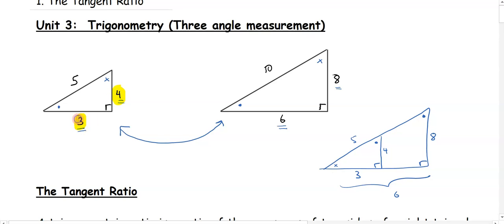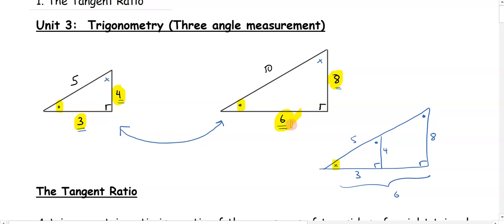4 divided by 3 is 1.3 repeater. 8 divided by 6 is equivalent to 4 over 3, or 1.3 repeater, okay? That ratio, it doesn't matter how big or how small you make this triangle, the ratio doesn't change. The sides change, but the ratio, this side divided by this side, remains constant. It's a 1.3 repeater ratio for this particular angle. You'll notice it doesn't matter how big or small I make that right triangle, that angle remains the same and this ratio remains the same.